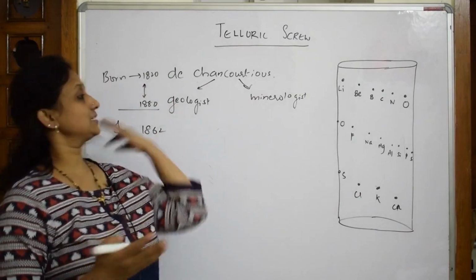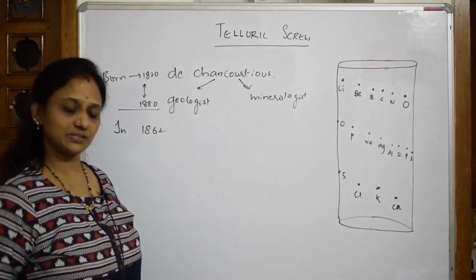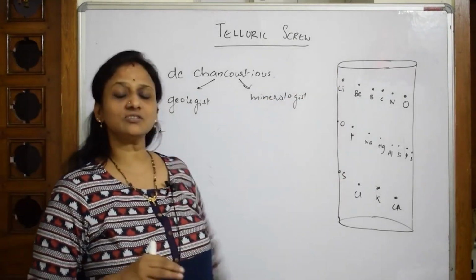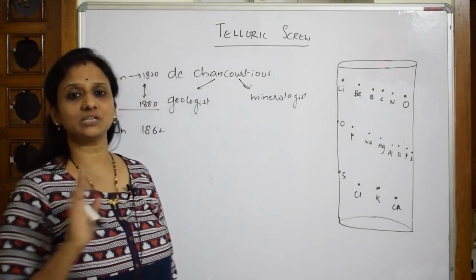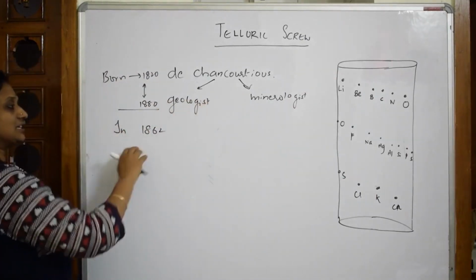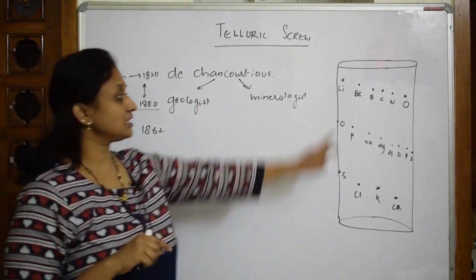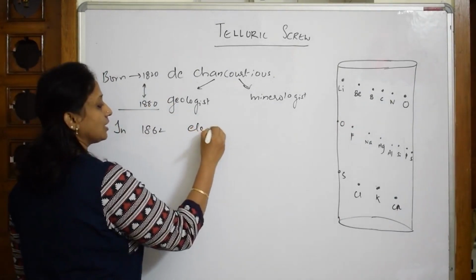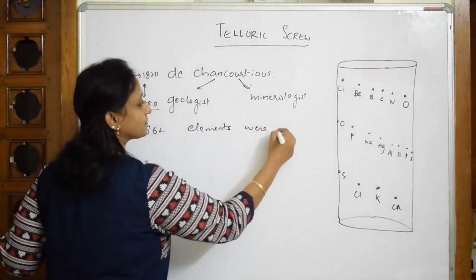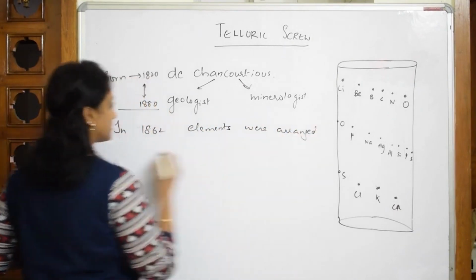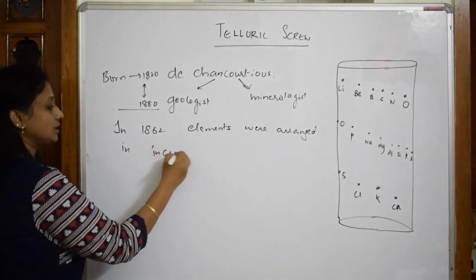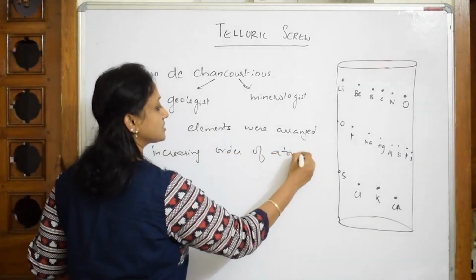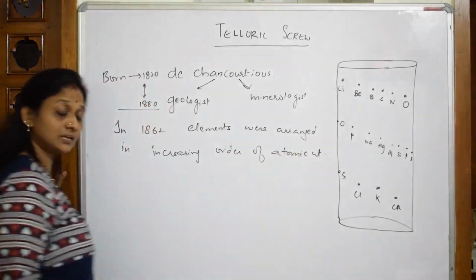What I said is, he has taken a paper, since he is a geologist. Whatever elements he had discovered, he wrote in the form of a cylinder. He said this is an easy way to understand. In 1862, he arranged elements in the increasing order of their atomic weights. So let us write that: in 1862, elements were arranged in increasing order of atomic weights.